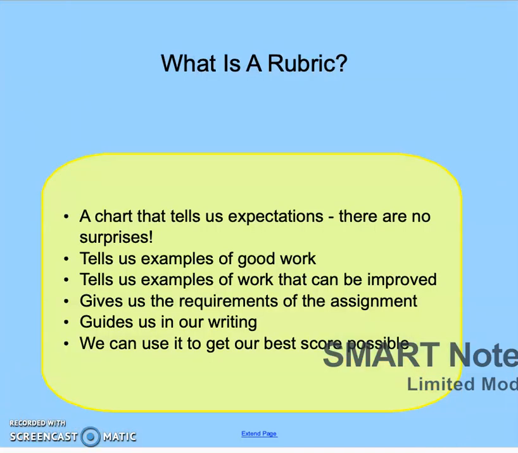Although I know you know what a rubric is, I just want to review it so that everyone's on the same page. I'm not going to spend too much time on this, but a rubric is a chart that tells us what your teachers are expecting and what your paragraph really should be made of. And in this way, as I wrote here, there are no surprises. What I mean by that is, if you get your constructed response back after your teacher scores it, and it's a 2 or a 3 or a 4, you'll know exactly why.